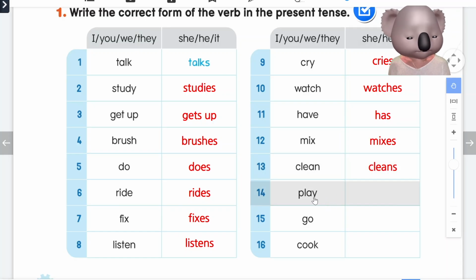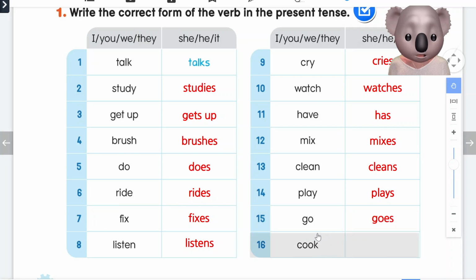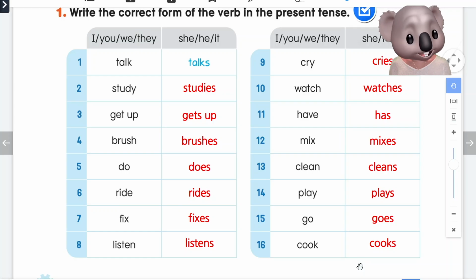Number 14, play, plays. 15, go가 아니라 goes. This one's irregular too. And our last one, cook. She, he, it cooks. Great job. Check your answers and let's go to the next page.